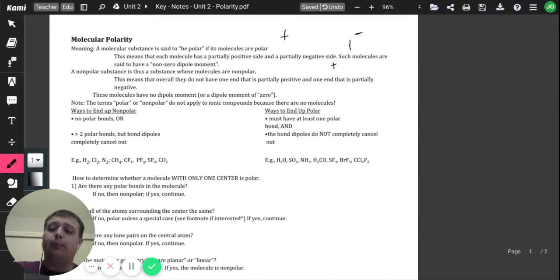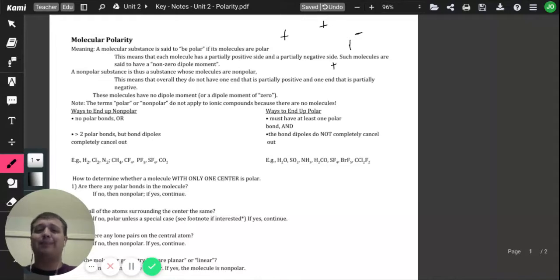Now, I could have multiple positives and one negative, but I still end up having a positive and a negative side. I think about it like this: if I take a piece of paper and cut it in half in any direction that I choose, if in one of those directions one side is positive and one side is negative, that is a polar molecule. Now, we also have to keep in mind nonpolar. Nonpolar means that there is no pole, meaning there's no positive and negative on the sides. There could be positive on all the sides or negative on all the sides, but that's still a nonpolar molecule, because to be polar, you have to have one side positive and one side negative.